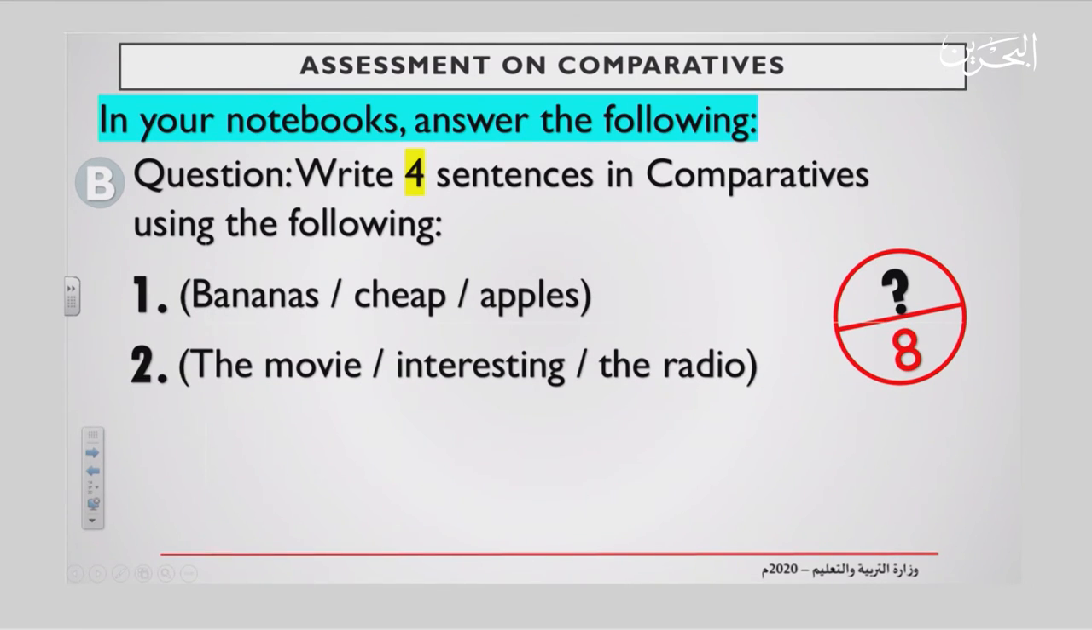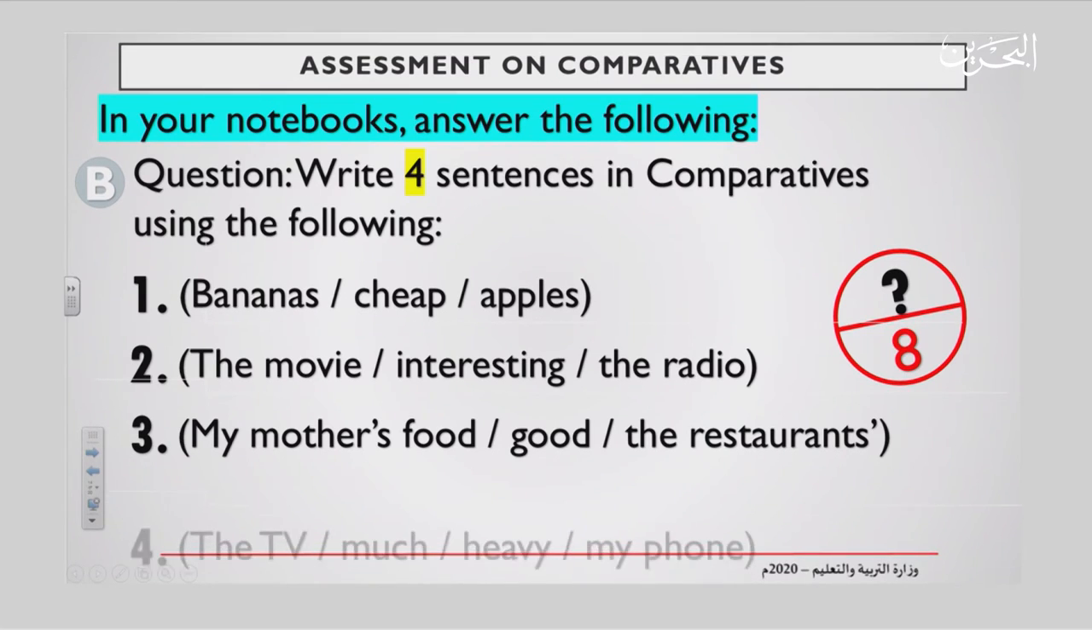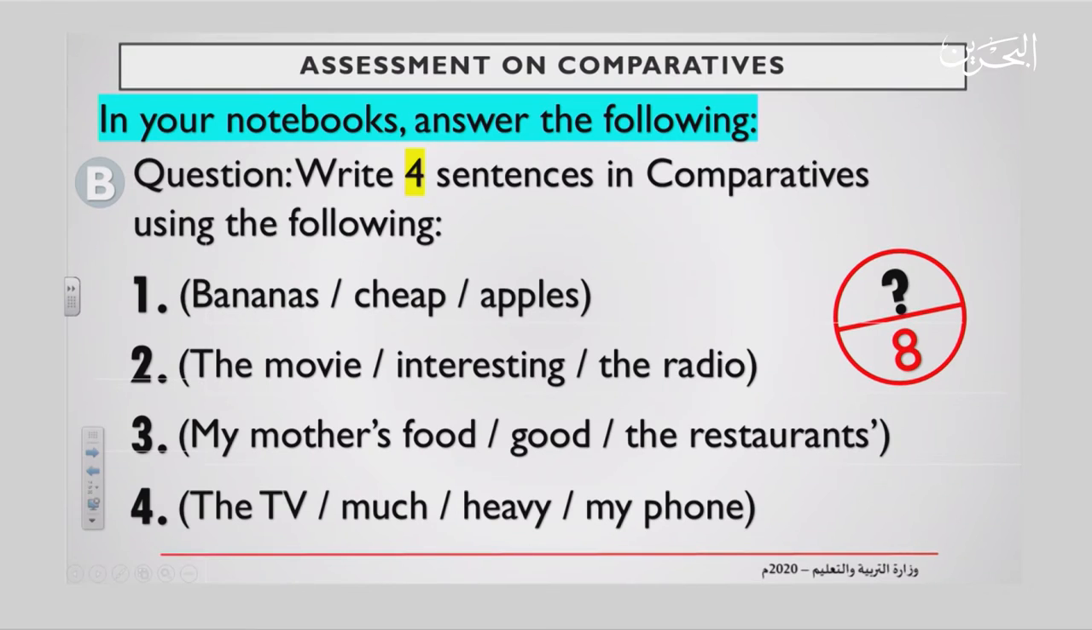Two, the movie, interesting, the radio. Three, the mother's food, good, the restaurants. Four, the TV, much, heavy, my phone. Now you have 5 minutes to do this.